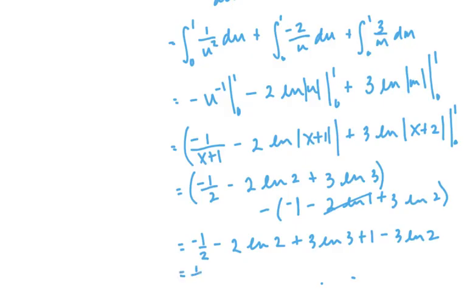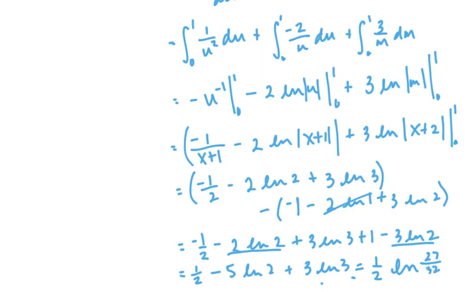1 minus 1/2 is 1/2. I have minus 2 natural log of 2 minus 3 natural log of 2. That's minus 5 natural log of 2 plus 3 natural log of 3. Now we could combine those. So we have 1/2 plus natural log of 3 to the third on top, that's 27, and 2 to the fifth underneath, that's 32. So that would be our final answer.